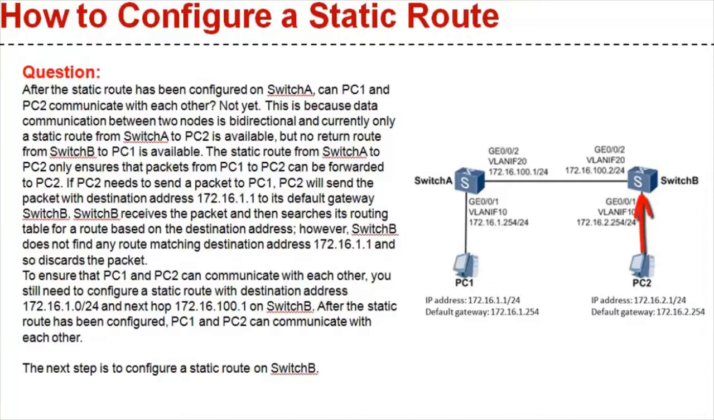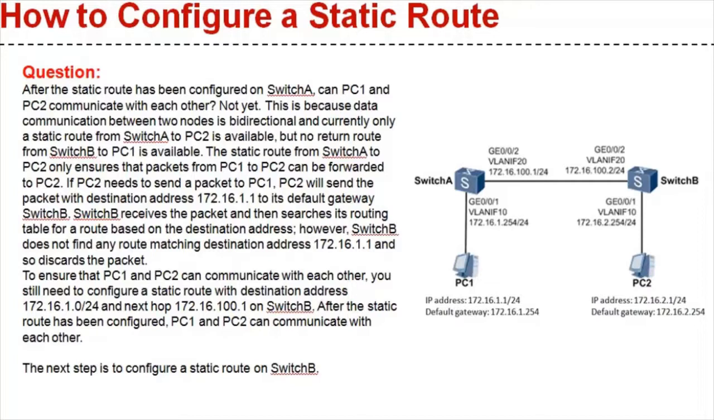Switch B receives the packet and then searches its routing table for a route based on the destination address. However, switch B does not find any route matching destination address 172.16.1.1 and so discards the packet. To ensure that PC1 and PC2 can communicate with each other, you still need to configure a static route with destination address 172.16.1.0/24 and next hop 172.16.100.1 on switch B. After the static route has been configured, PC1 and PC2 can communicate with each other.